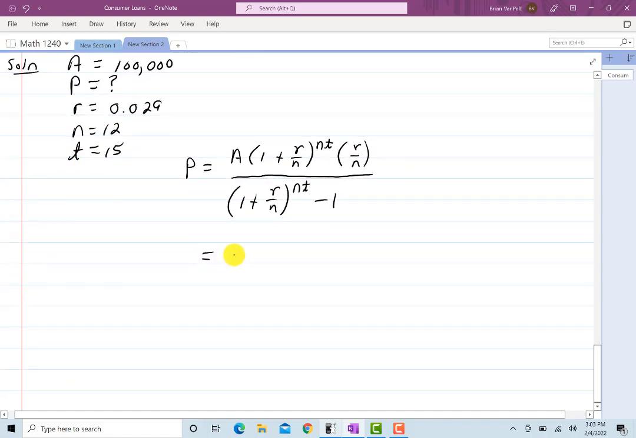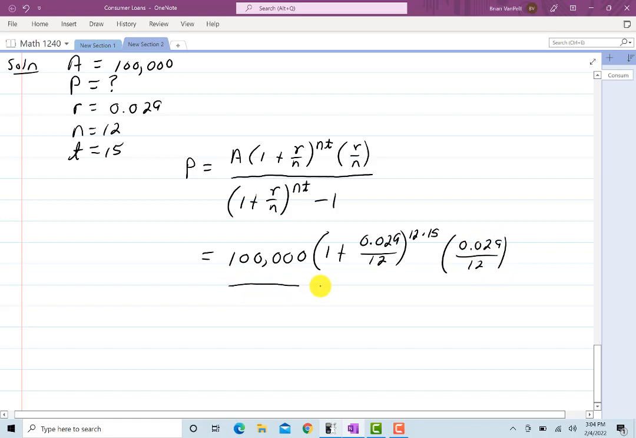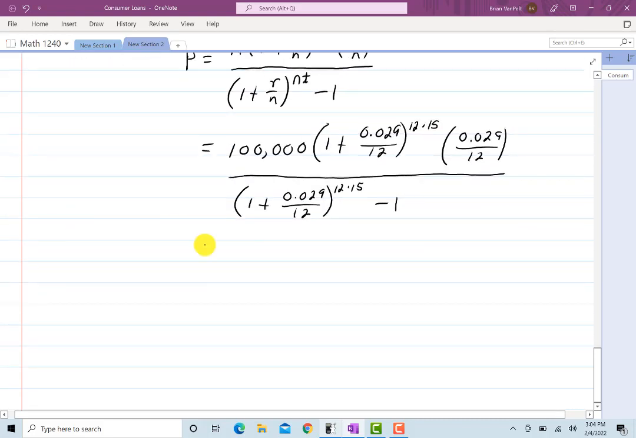Now let's go ahead and put our numbers in. I've got my 100,000 times 1 plus 0.029 divided by 12 to the 12 times 15. By the way, 12 times 15 is 180. I'll make use of that in the next step. 0.029 over 12. And then we are going to divide by 1 plus 0.029 divided by 12 to the 12 times 15 minus 1. And let's go ahead and get 2 decimal places on that.